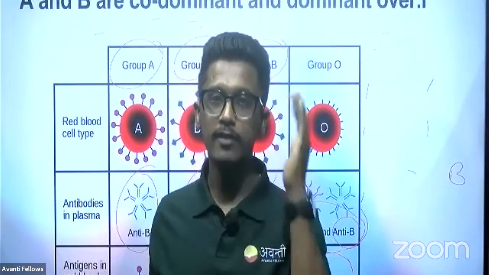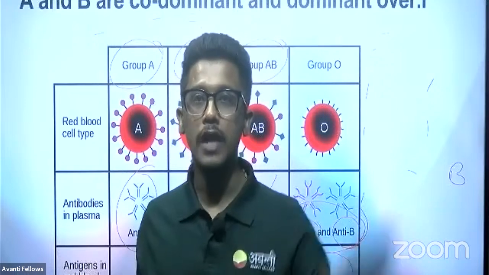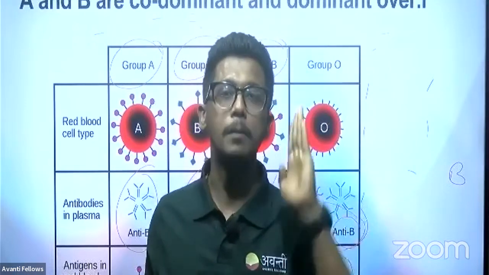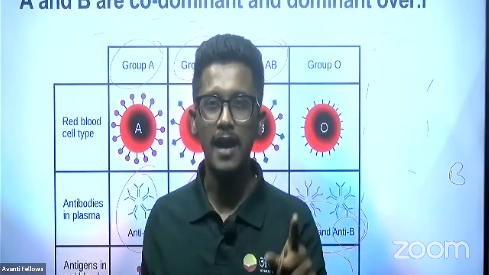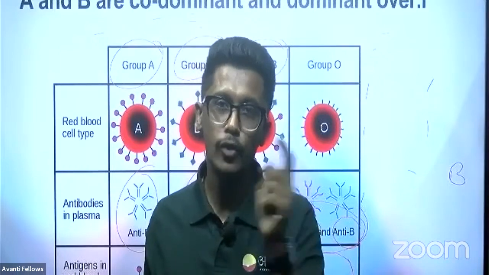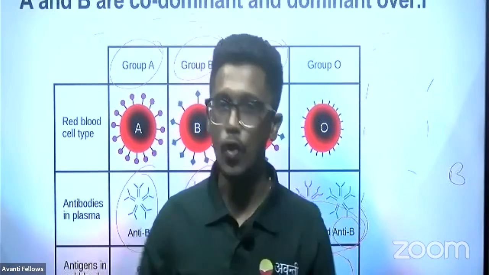So when you hear the term antigen, you know that according to that blood group, you have that particular antigen. A blood group, A antigen. B blood group, B antigen. AB blood group, AB antigen. Then O blood group, no antigen.